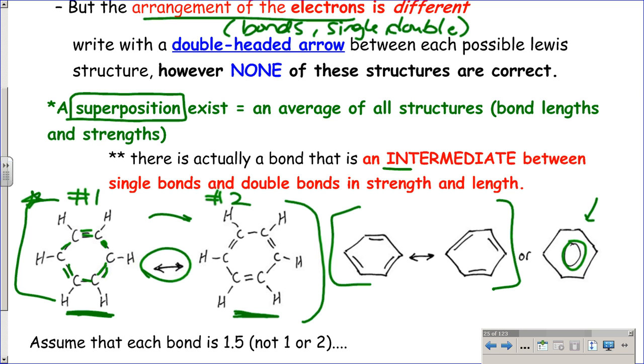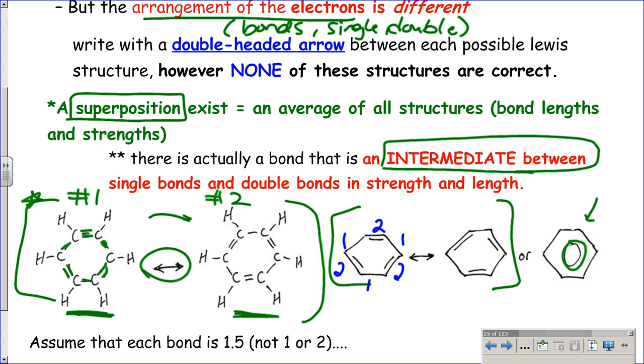There's instead an intermediate between the two structures, or the number of Lewis structures that are possible here, that actually occurs. And with that, the intermediate carries intermediate bond length and bond strength. So the bonds here, between here and here, this is a double bond, this is a single bond. And the same way here: double, single, single.